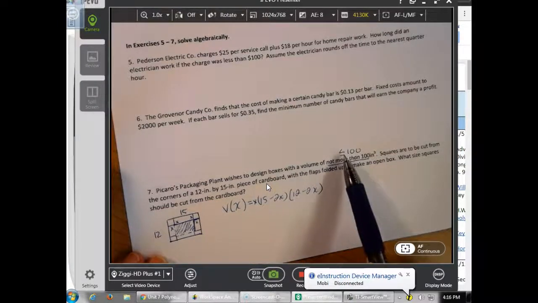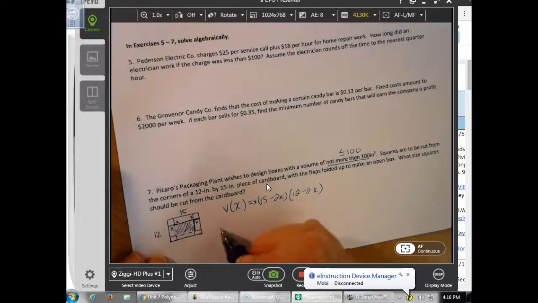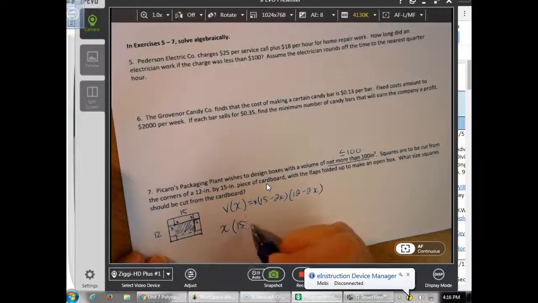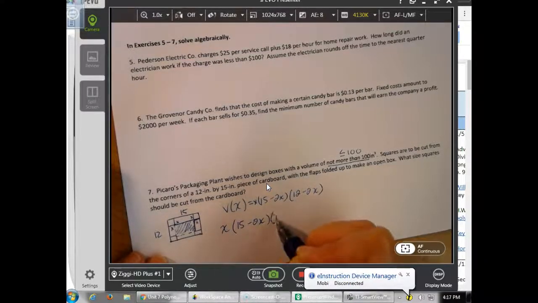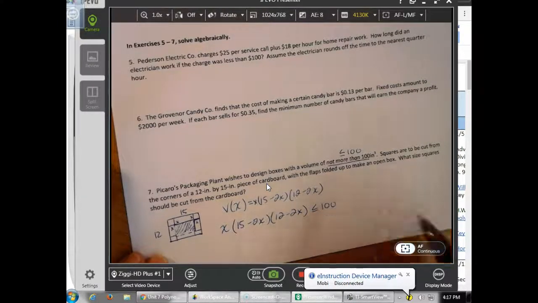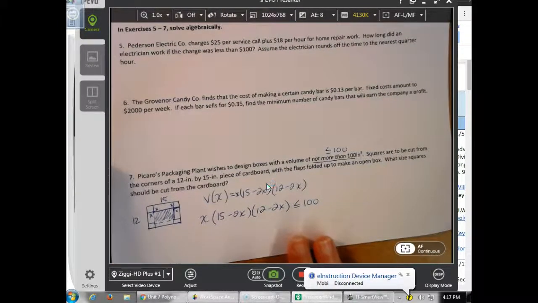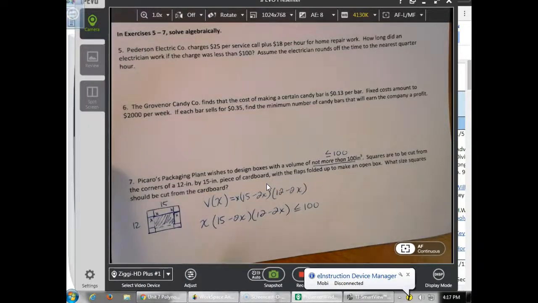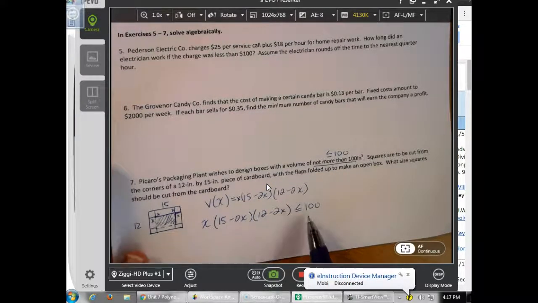And I know that it can't be more than 100, so I'm basically going to say x times 15 minus 2x times 12 minus 2x has to be less than or equal to 100. And then this is the part of the test you would have the graphing calculator on, so you would just subtract 100 over, basically shifting this function down by 100, but then you would look for the x-intercepts.